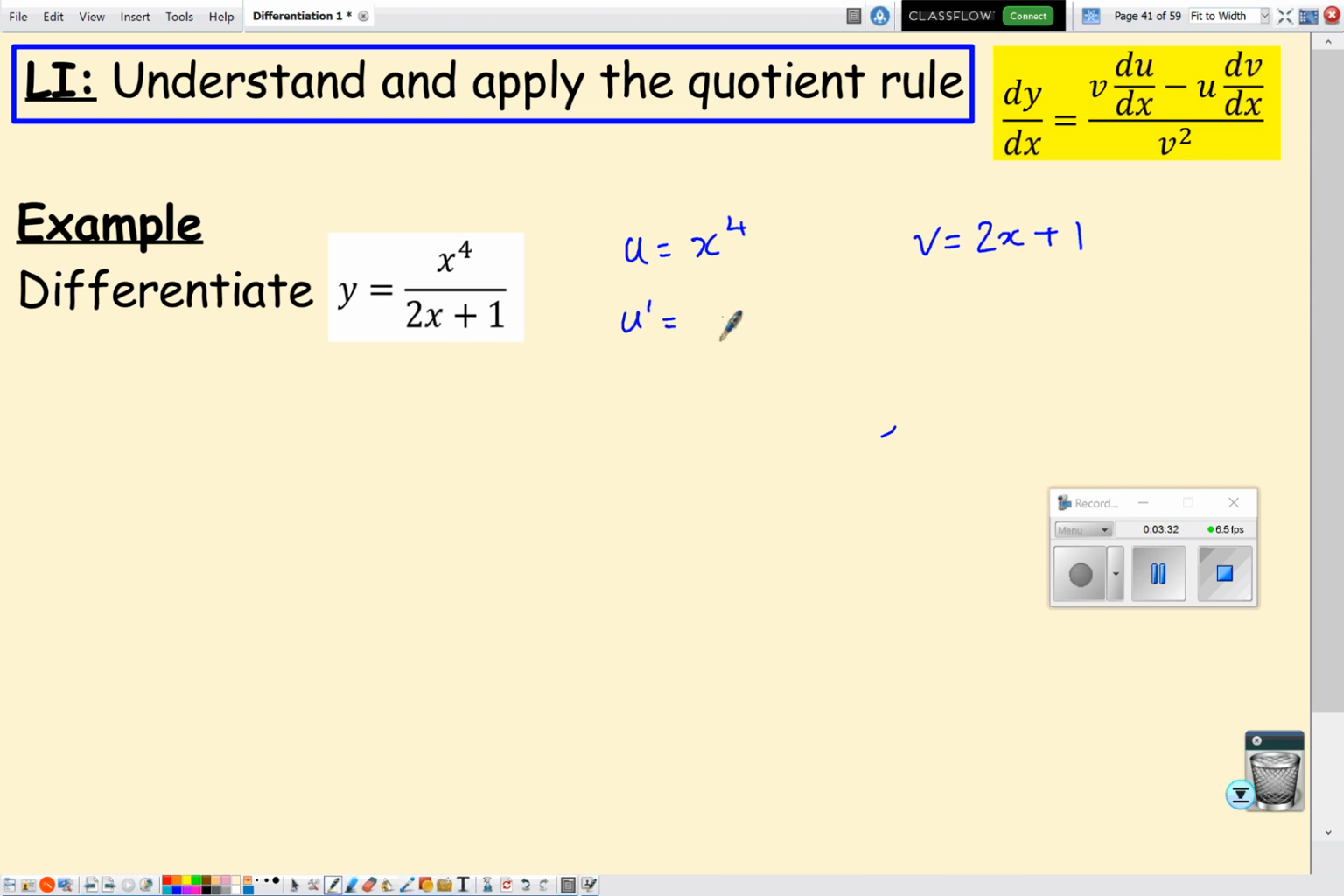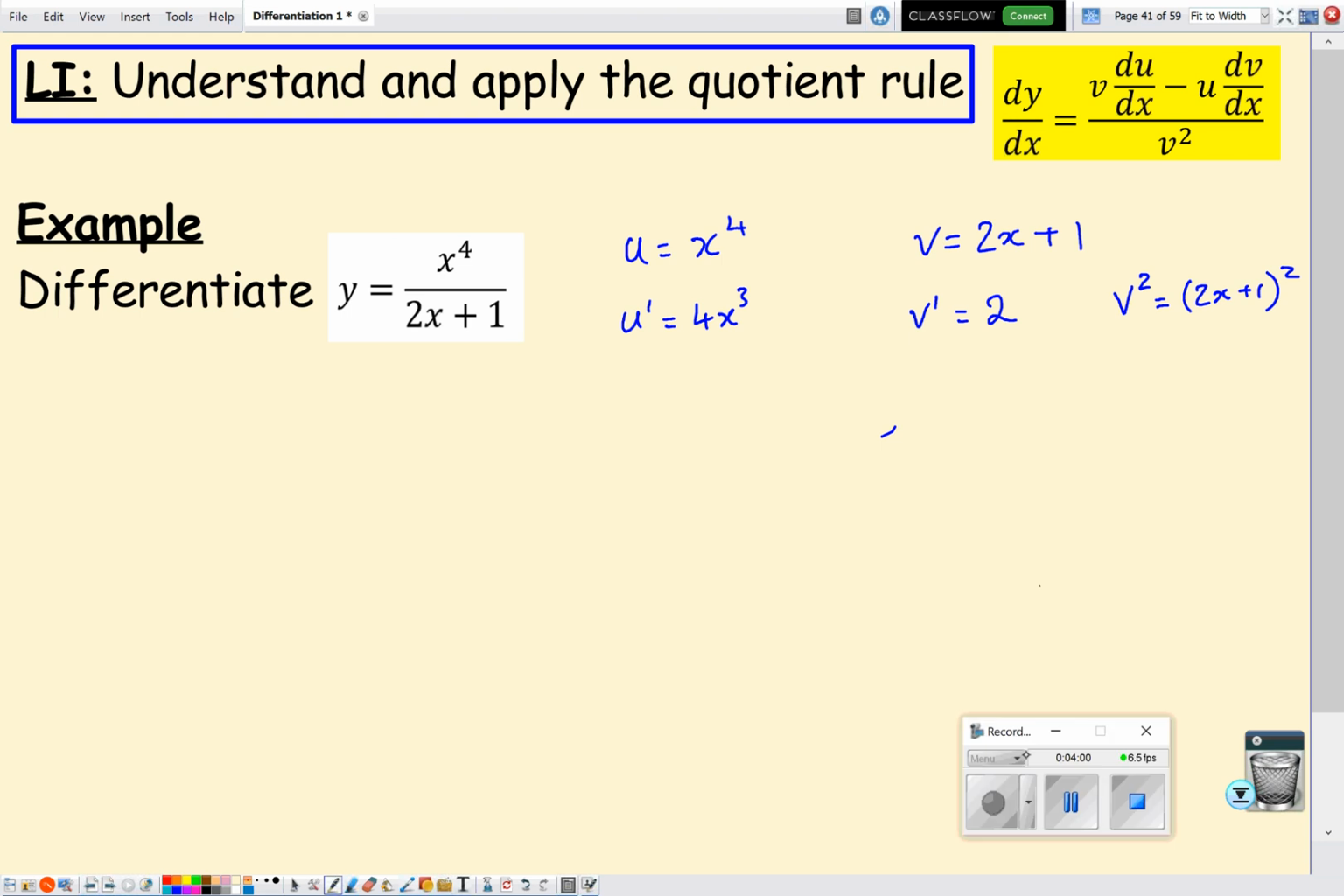u dash is the derivative of u, so 4x cubed. v dash is 2, and v squared, it's always helpful just to write that out sometimes, is 2x plus 1 squared. That last bit, writing out v squared, is not essential. You should be writing the first 4. If you prefer to have v squared written just to help you out, then go for it. Sometimes it's helpful with some functions to have v squared written out, and then you can simplify it and work with it before you sub it into the rule.